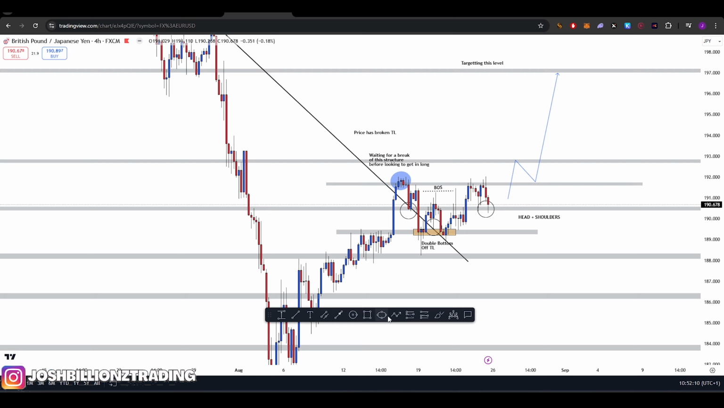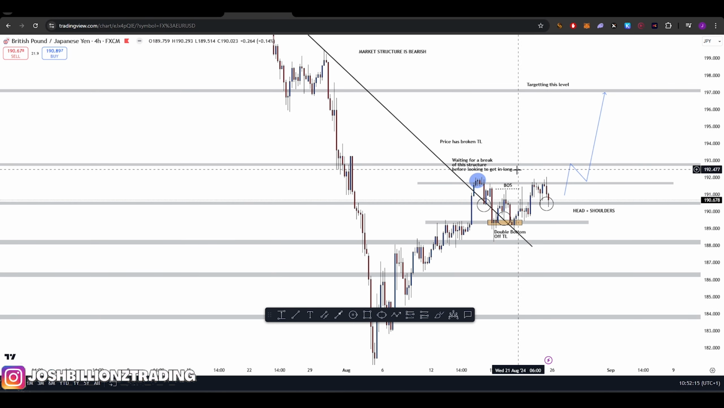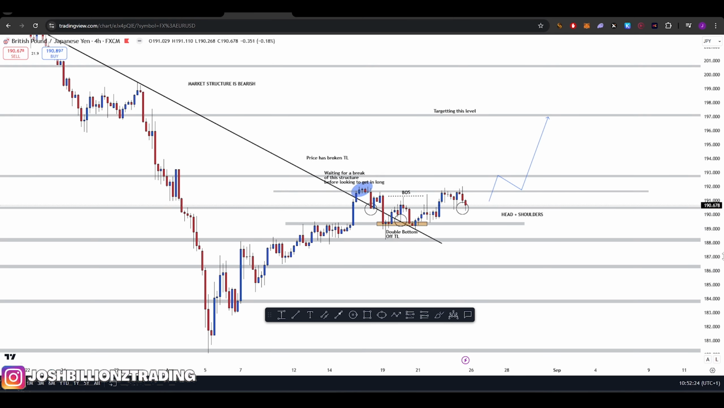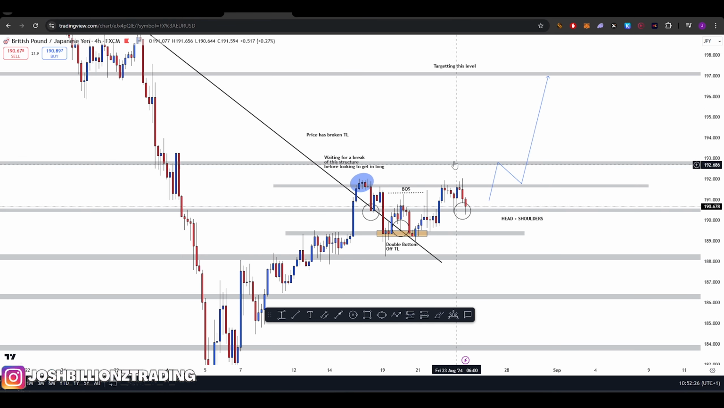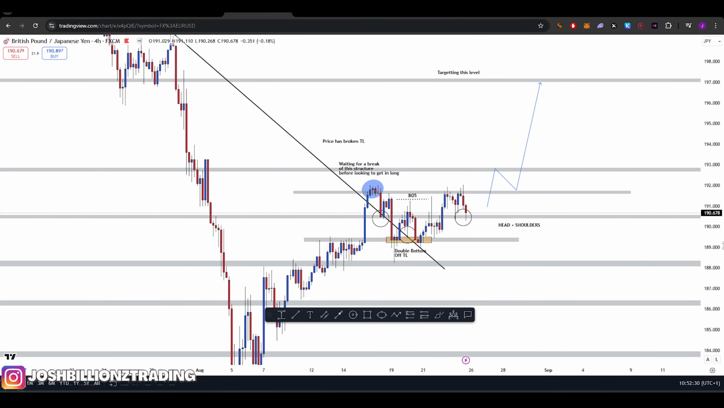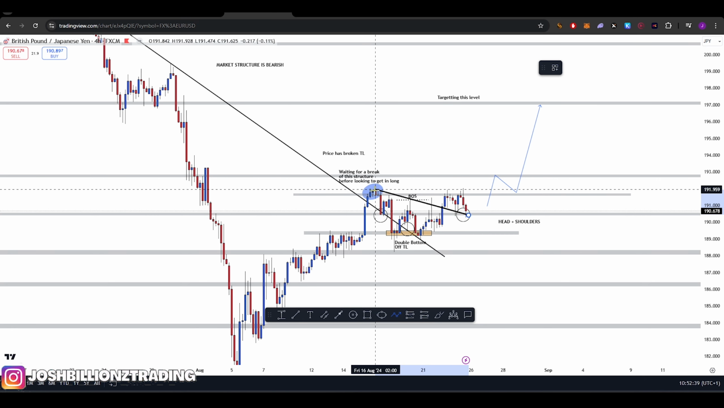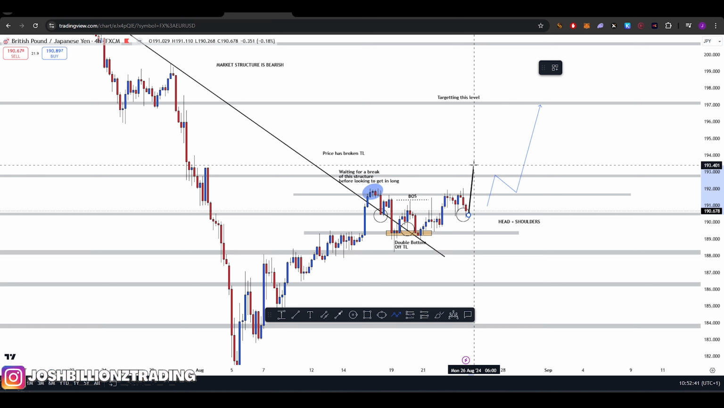What I want to see next is a break of this structure. So for me, this high is the lower high that price tried to come up into, make the lower high and push lower. So I want to see this high broken before I look to get in long. And what I'm anticipating on this pair is potentially maybe a double bottom made here and completing this right shoulder, breaking this structure high, making a high.